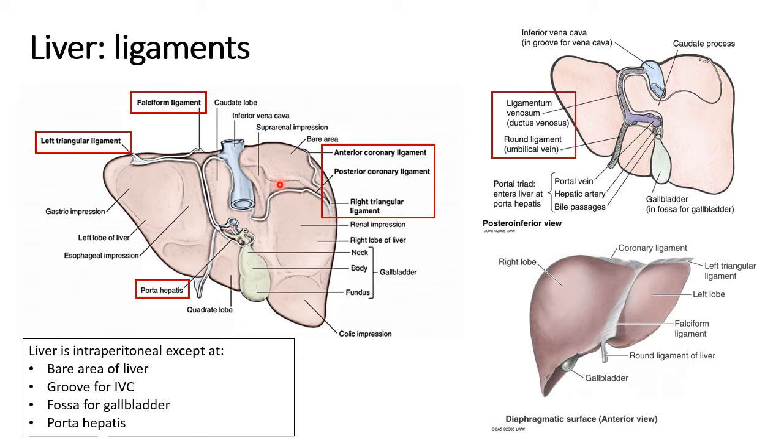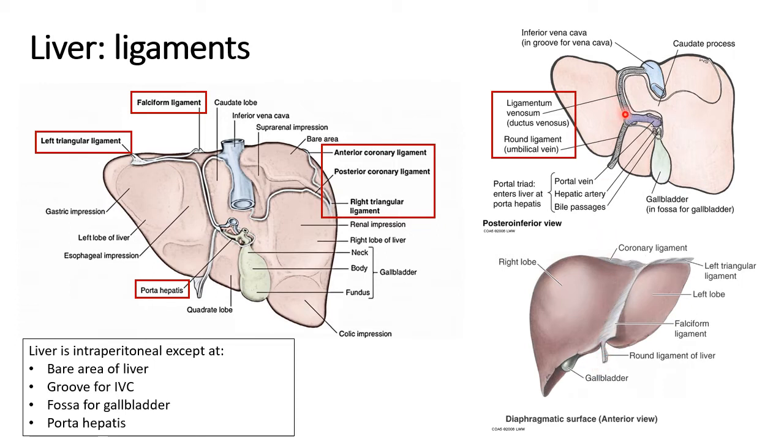There are also other ligaments, and one of them is the round ligament, or the ligamentum teres, which is a remnant of the umbilical veins. This connects the liver to the umbilicus.